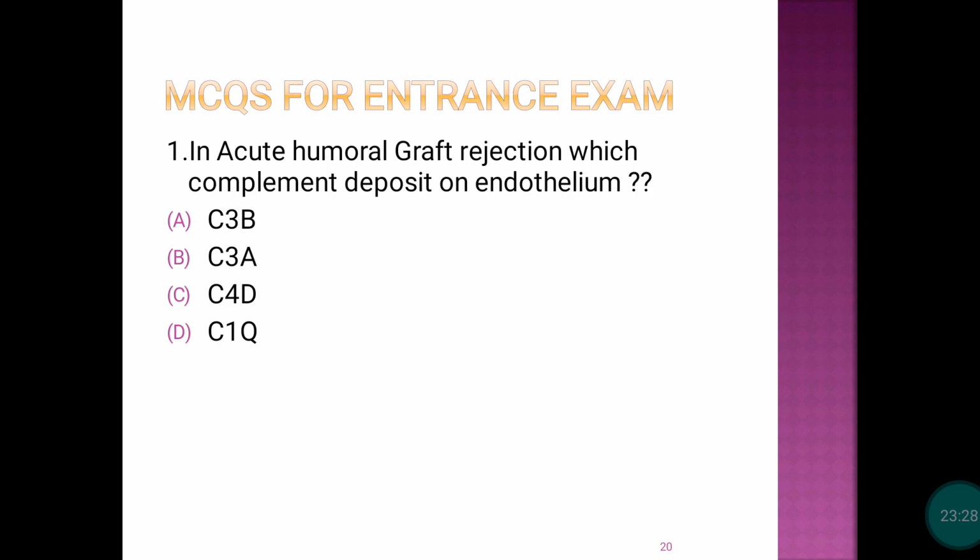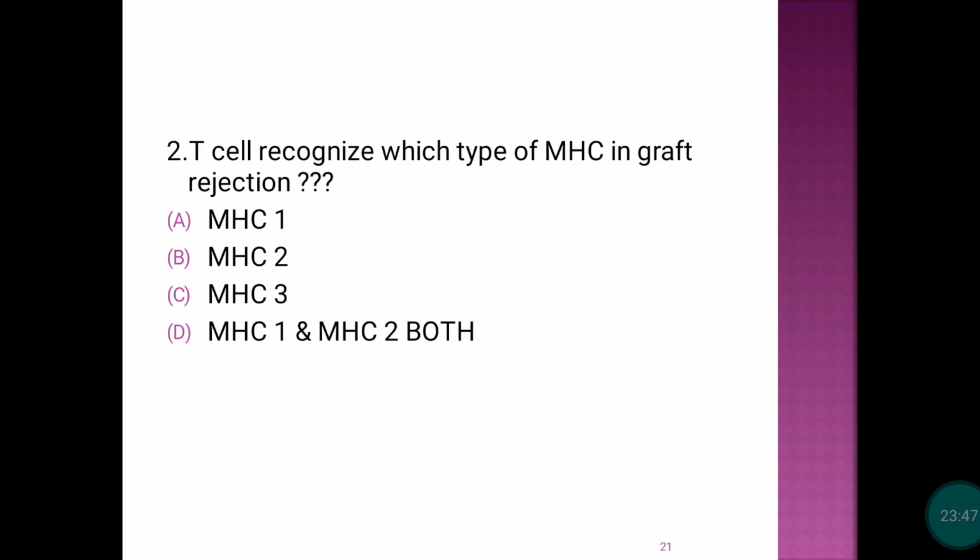Now we will see some MCQs for your entrance exam. In the acute humoral graft rejection, which complement deposits in the endothelium? So your answer will be C4d. That you have to remember. The complement that gets deposited is C4d.